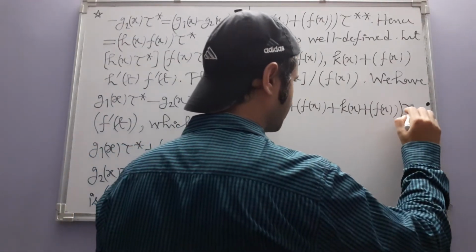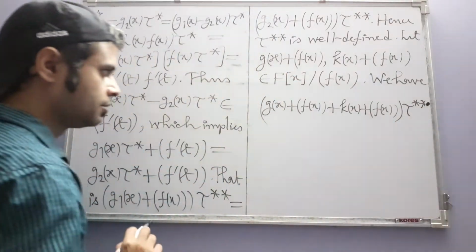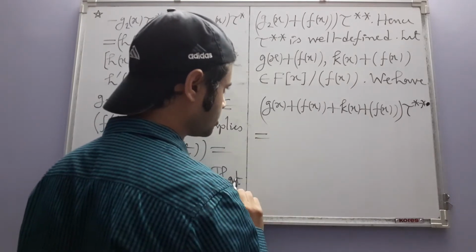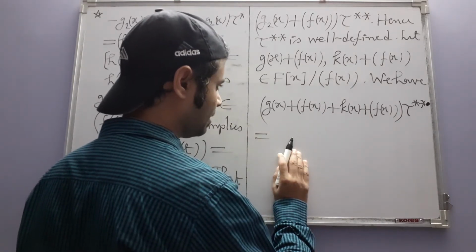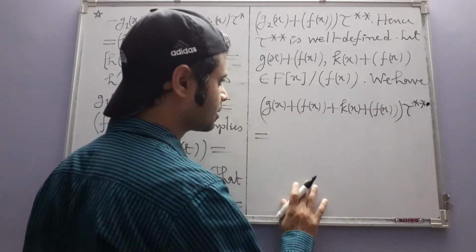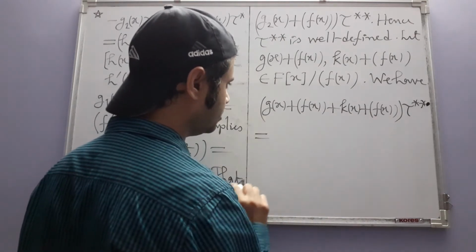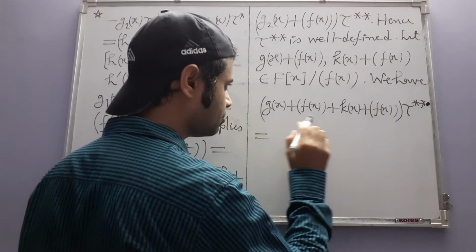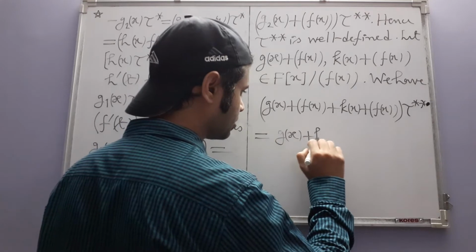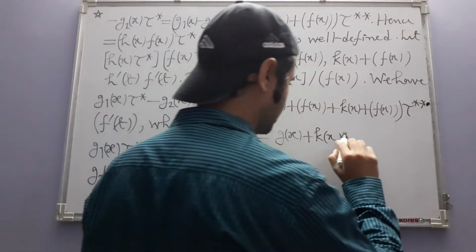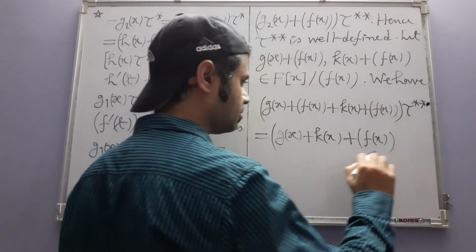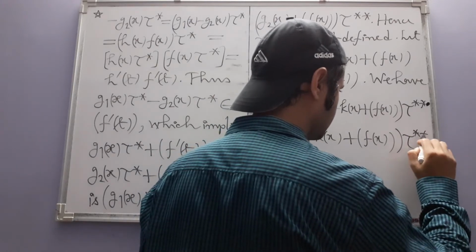On this we are applying tau star star. So we perform the sum first, sum of these two cosets. I am not further distinguishing these two cosets by putting some other extra brackets, because we already have too many. So by the definition of sum of two cosets, this is equal to gx plus kx plus the ideal, and on this we apply tau star star.